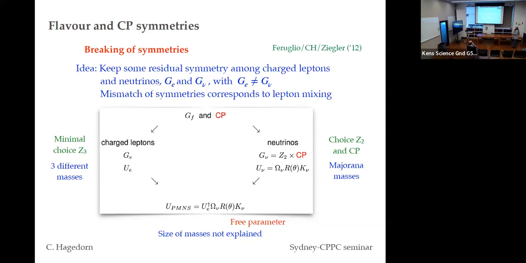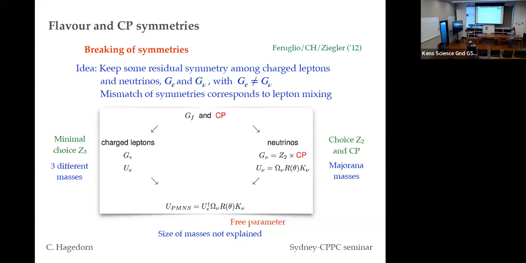What is the pheno impact, if you wish? Having just one Z2, I get this free angle here, as you see. Having the CP, on the plus side, I can fix the Majorana phases. That's the essential point. If you want, I can enter in more detail on that, but that should not be the main point of the talk.